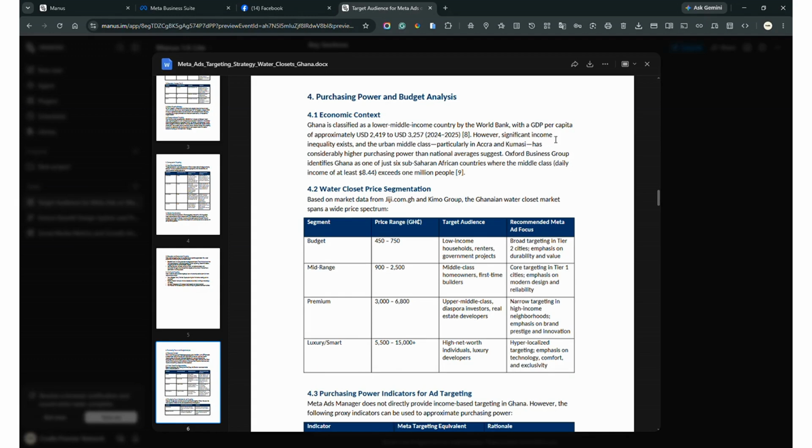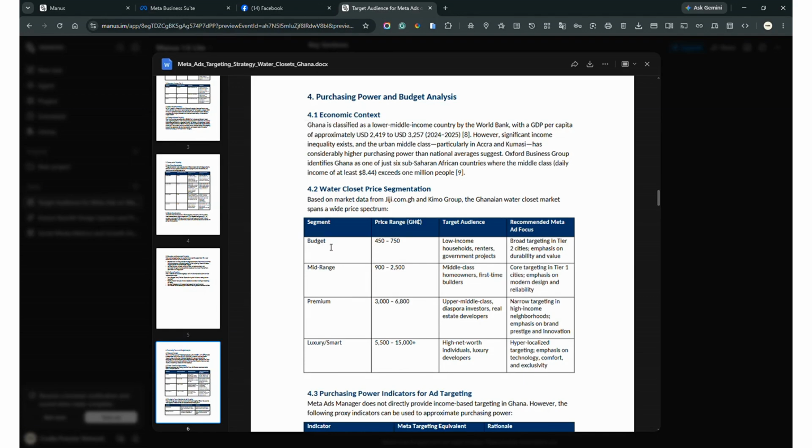However, significant income inequality exists, and the urban middle class, particularly in Accra and Kumasi, has considerably higher purchasing power than national averages suggest. Oxford Business Group identified Ghana as one of just 6 sub-Saharan African countries with a middle class daily income of at least $8.44, right? Okay, great.